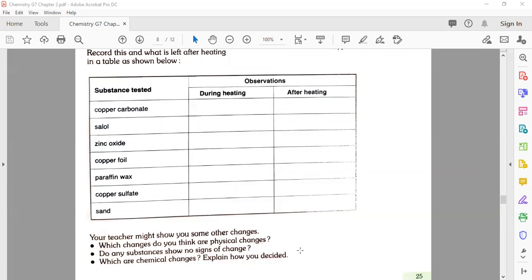Explain how you decided. So you know very well, if the substance has chemically reacted and can't be reversed easily, you can say that is a chemical change. But if it is only a change and there is no formation of a new substance, then you can say that is a physical change, and you can easily reverse the reaction. So till here, my dear students, if you have any question, please raise your hand, otherwise type no. Everyone quickly.